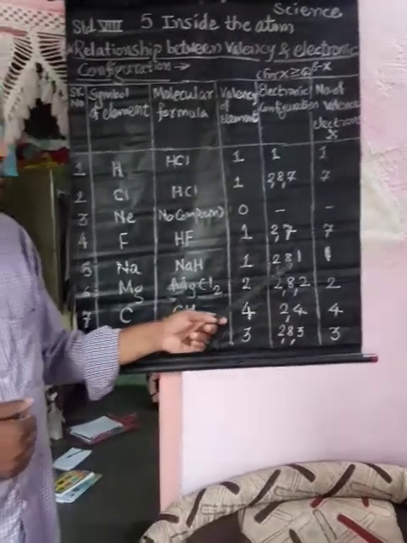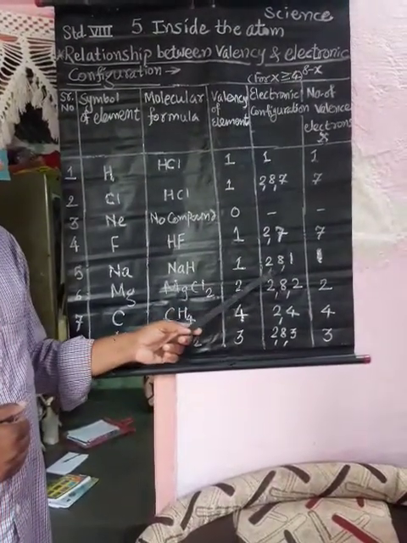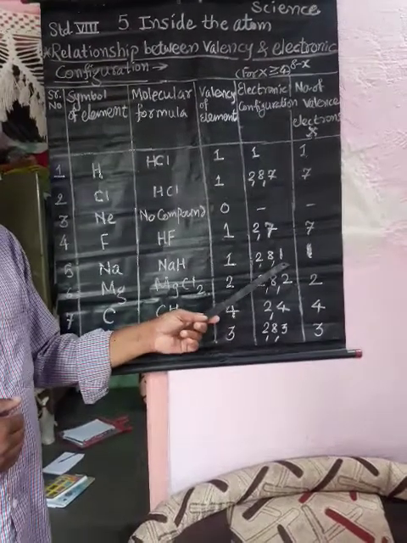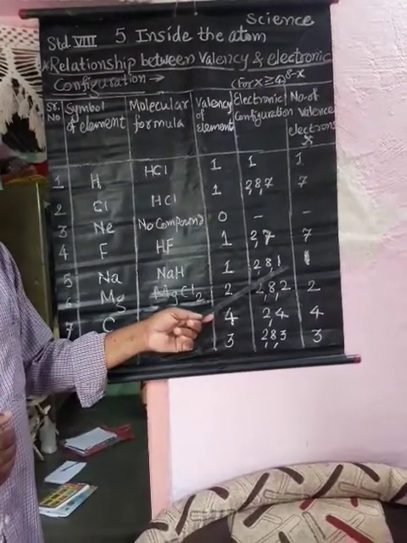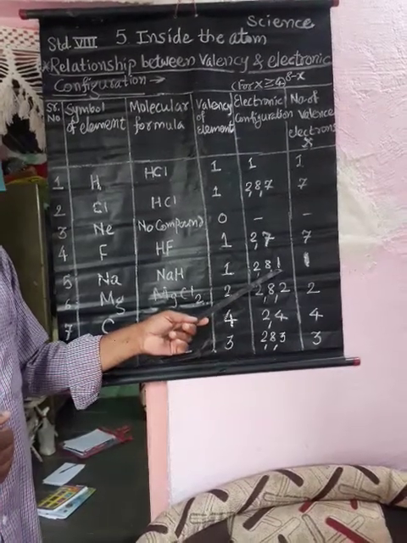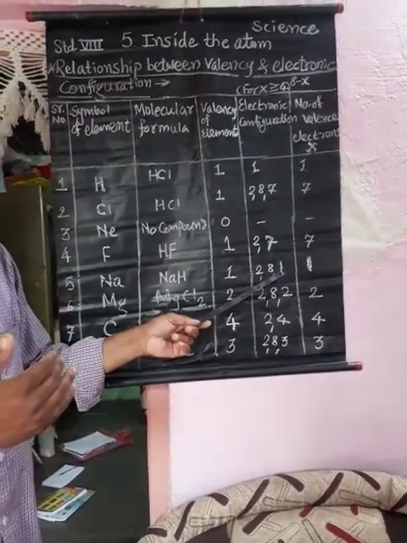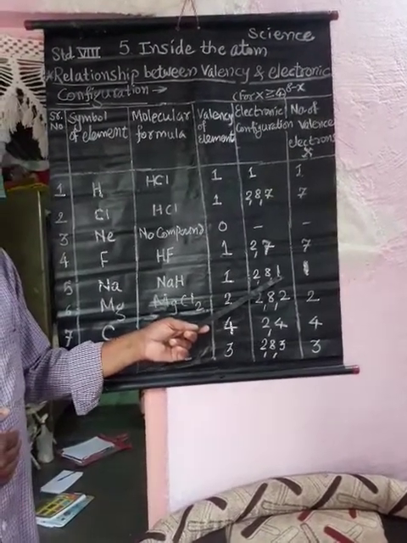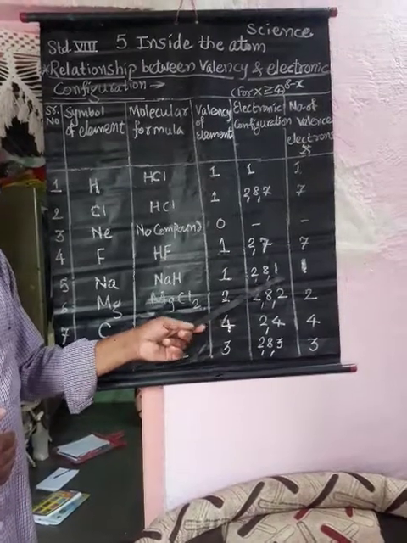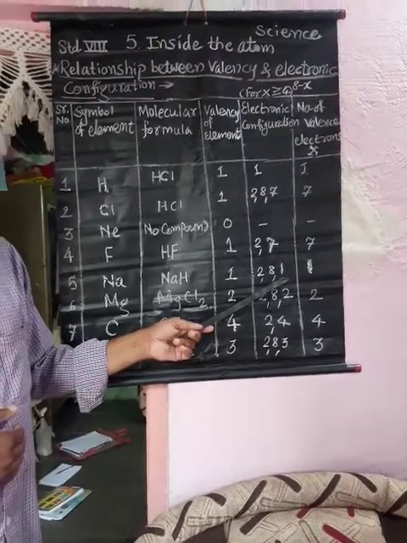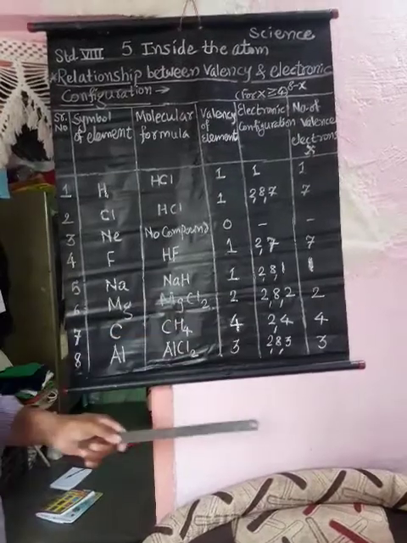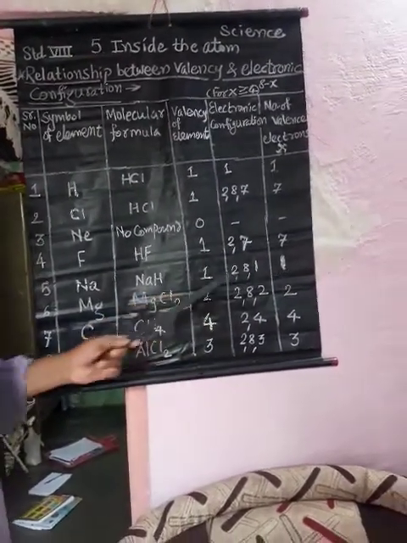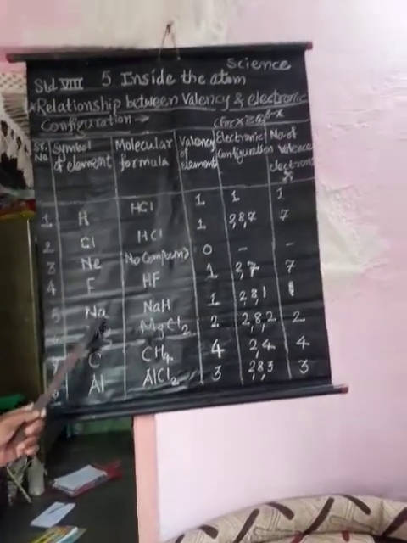The configuration is 2, 8, 1: K orbit, L orbit, and M orbit. 3 orbits are here. Which is the outermost orbit of sodium? That is the M orbit. How many electrons are there? 1 electron. So here, instead of taking 7 electrons, the sodium atom chooses the easiest way: to give 1 electron and become stable. To acquire stability, loss of an electron takes place from the valence shell of the sodium atom. Here the number is less than 4, and it matches the valency of sodium.